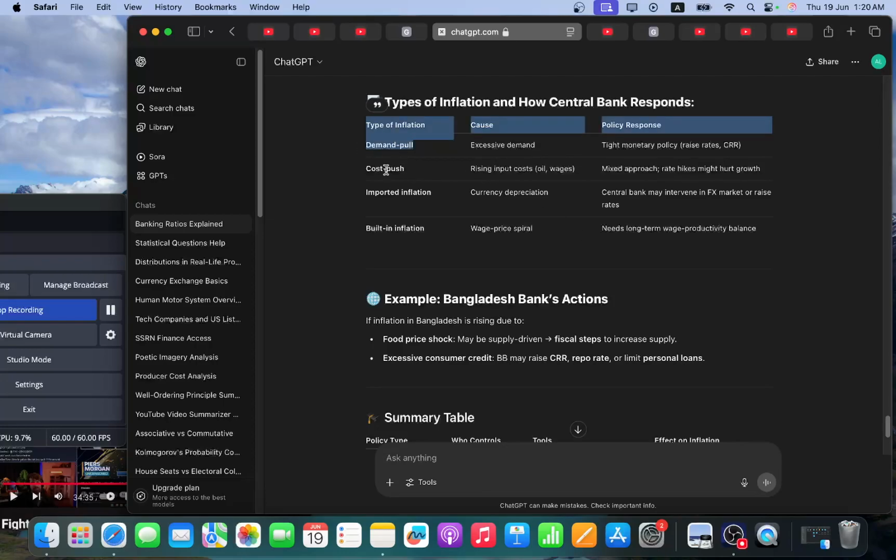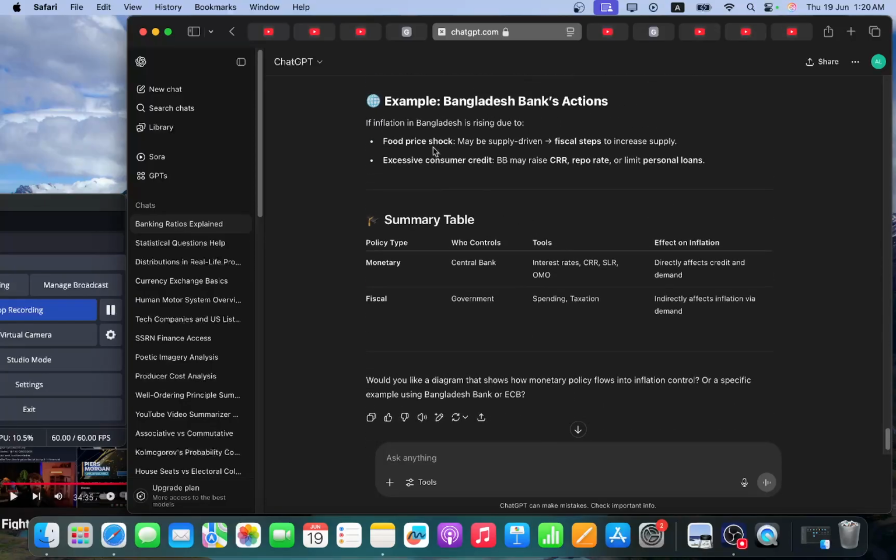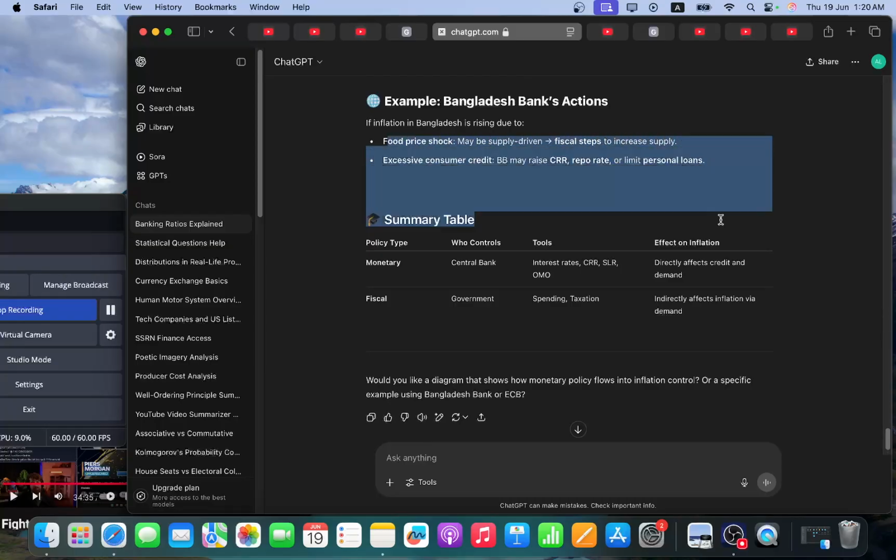Things like demand pull inflation, cost push inflation, raising input costs, imported inflation, currency depreciation, built-in inflation, wage price spiral. Examples: bounce bank, food price shock.